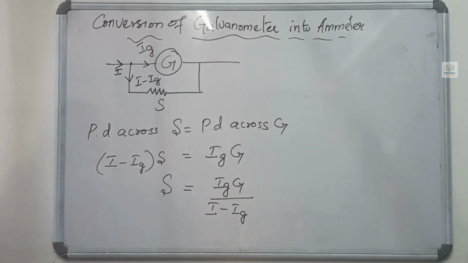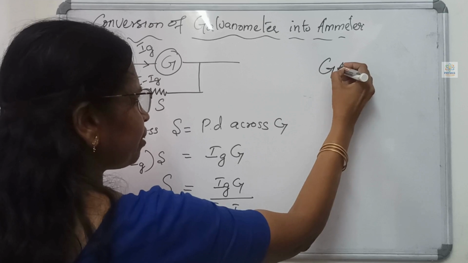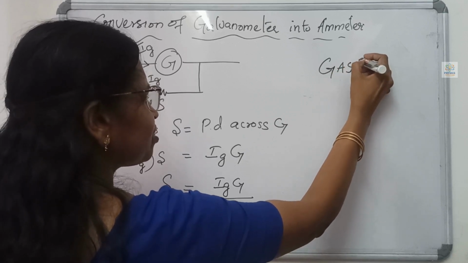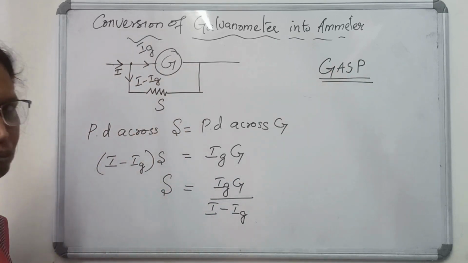To remember this, we have to use a short form, that is GASP. That means to convert a galvanometer into an ammeter, a small resistance is connected in parallel.